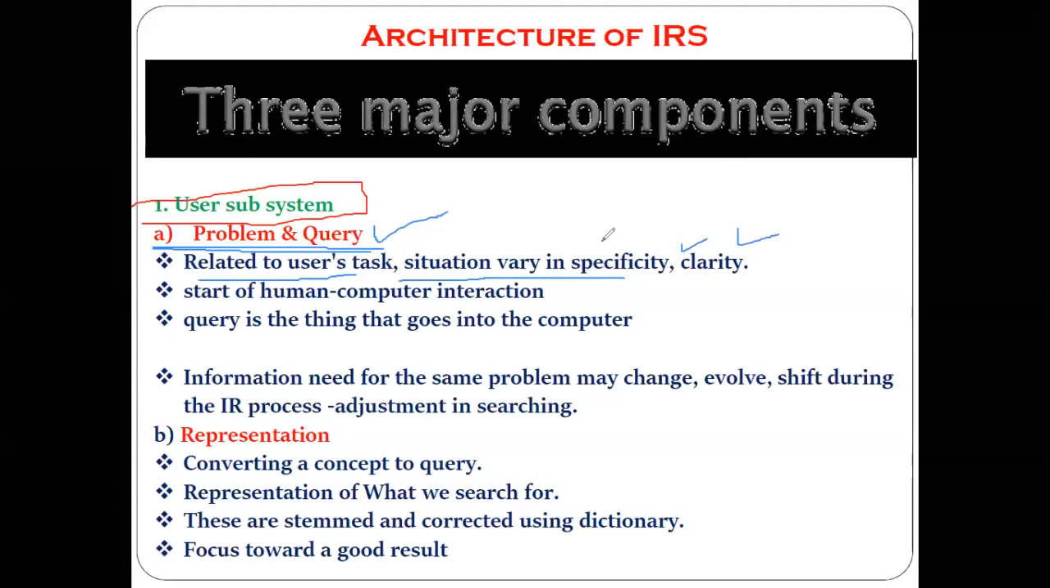Suppose there are two students, the XYZ student and the ABC student. Now they want to know about artificial intelligence. The XYZ student may type his problem or ask his query in a different way on that search engine. The ABC student may ask his query in a different way. It can happen or not?